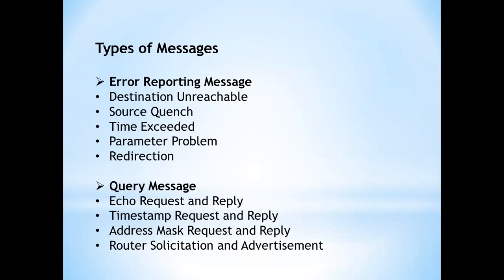First is destination unreachable. When the router cannot forward or deliver an IP packet, it sends a destination unreachable ICMP message back to the source which originated the packet.